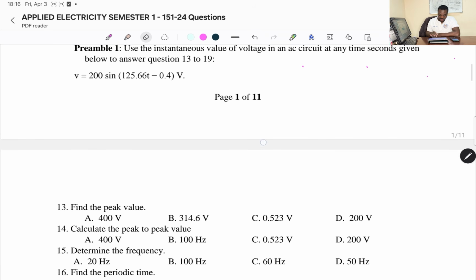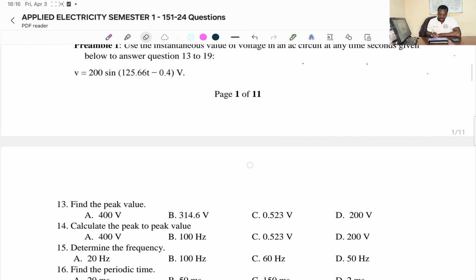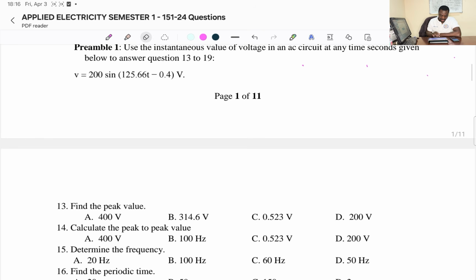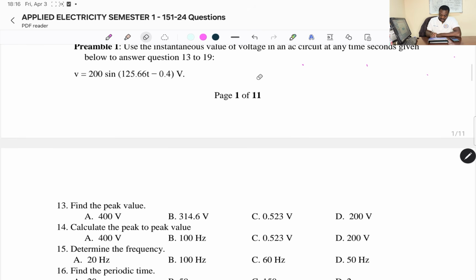13. So from question 13 to 15, we'll be using this preamble. Preamble 1. Use the instantaneous value of voltage in an AC circuit at any time in seconds given below to answer questions 13 to 19. Starting with the first question, 13. Find the peak value. So peak value is the same as the maximum value. So that means Vp is the same as Vm, which is here 200 volts. So the answer here is 200, which is D.